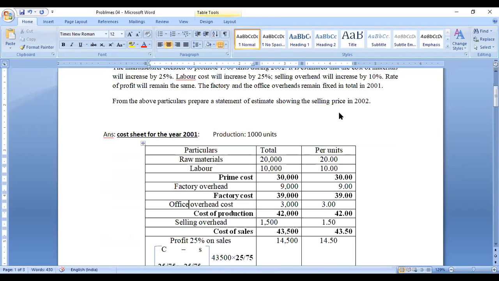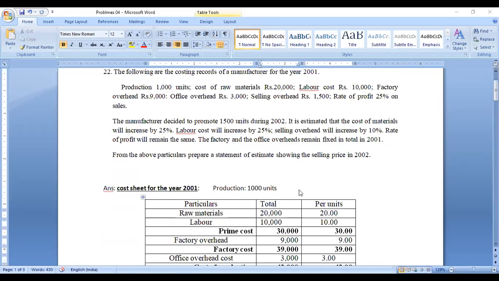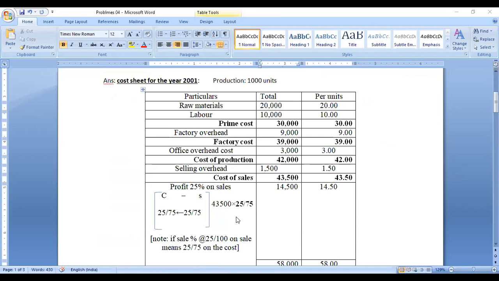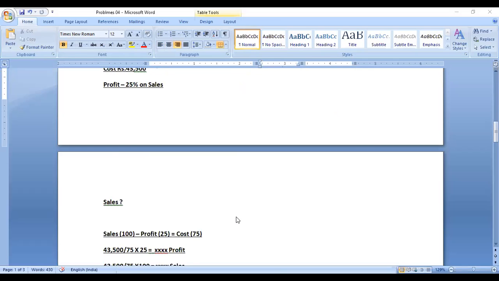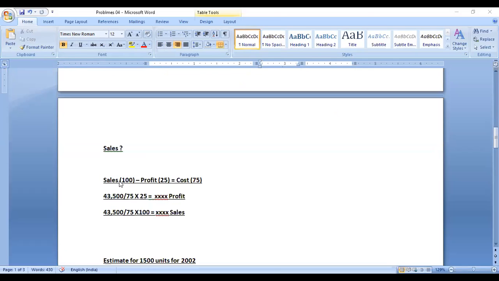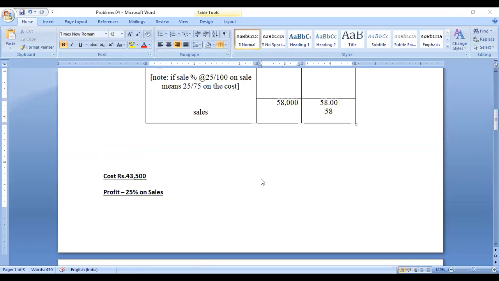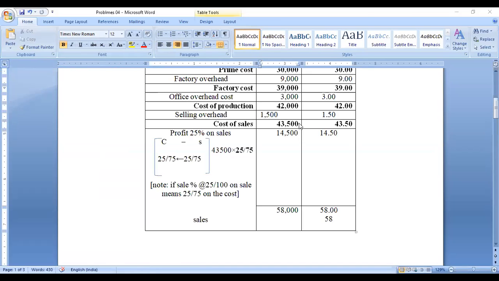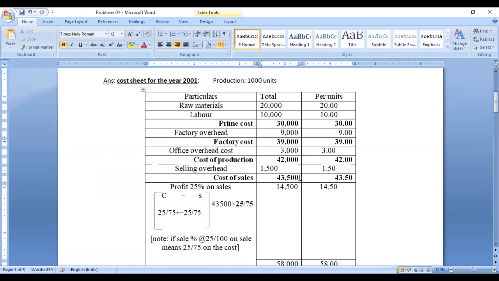So 43,500. Profit on sales. We already discussed this in the previous slides. The profit is calculated by applying this formula, which we already explained in the previous class. Sales is considered 100. Profit is 25% given, which means cost is 75%. So the cost of the product is 43,500, the amount we calculated up to here.